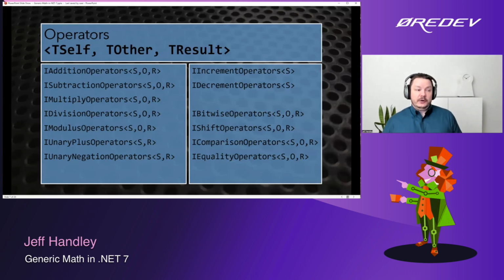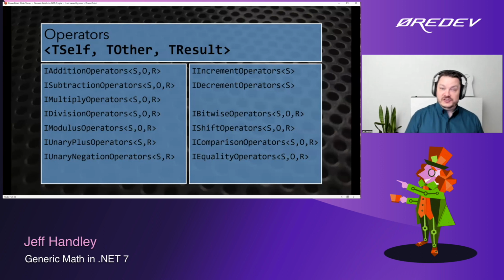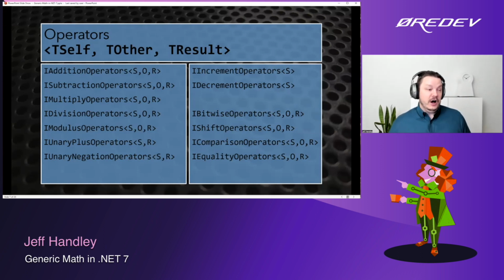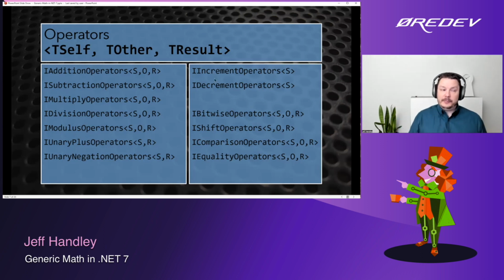So these other operator interfaces, we've got IAddition, subtraction, multiply, division. Now, each of these under the covers is just implementing a single operator. We made it plural in case we ever invent a new type of addition. It could get added into that interface and use default interface methods. But for naming's sake, they're all plural. We've got IModulusOperators, unary plus, unary negation. Then we've got IIncrementOperators<TSelf>. So this is your plus plus, and IDecrementOperators is minus minus.